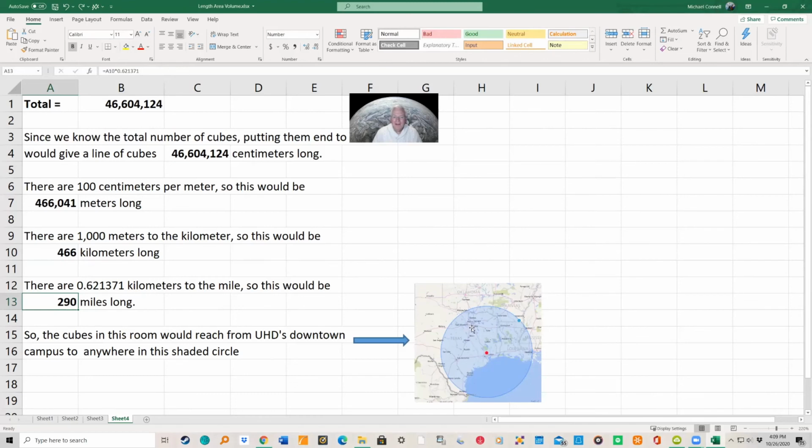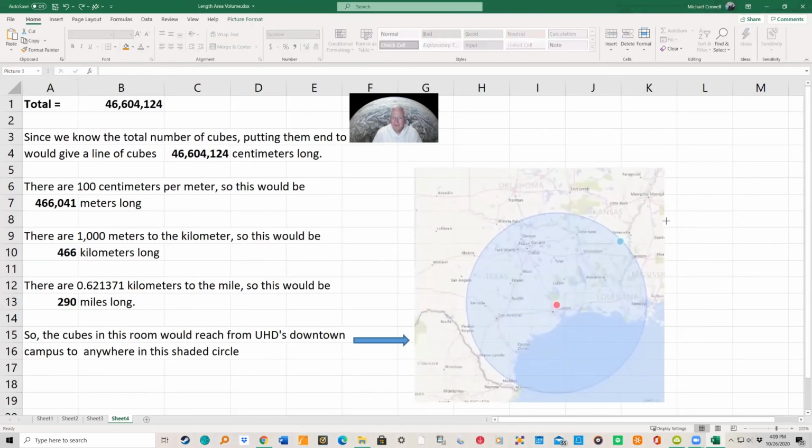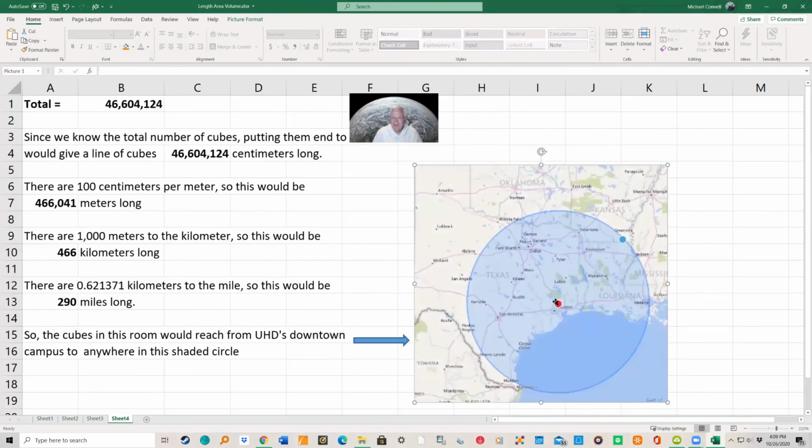To put that into context, if we take a look at this graphic and we put UHD in the center, you'll notice that it goes way past Dallas, way past Fort Worth, almost into Wichita Falls. We're almost into San Angelo here. We're clearly all past McAllen, way down in the valley. That's huge, that we could reach out and touch with the line you create from those little centimeter cubes.